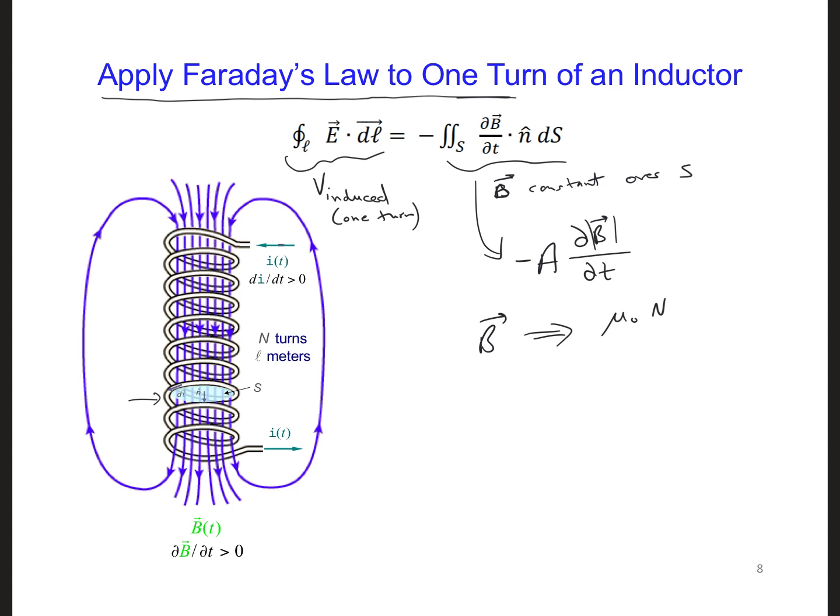That is mu naught. It's a parameter that describes the magnetization of the material in between the coil, which right now is just air. And so that's our B field from the Biot-Savart law.